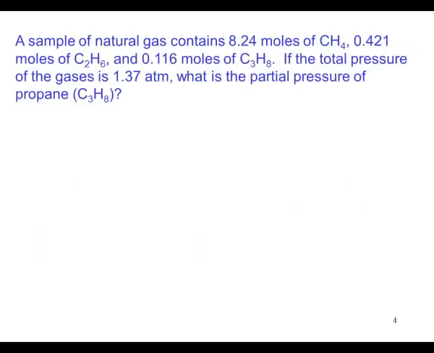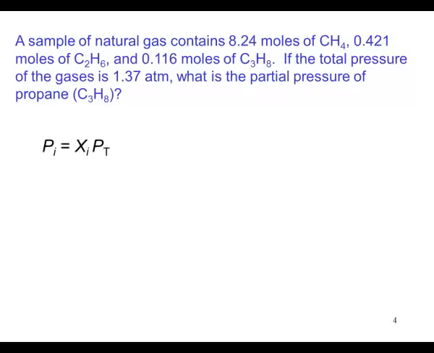A sample of natural gas contains 8.34 moles of methane, 0.421 moles of ethane, and 0.116 moles of propane. If the total pressure of the gases is 1.37 atmospheres, what is the partial pressure of propane?